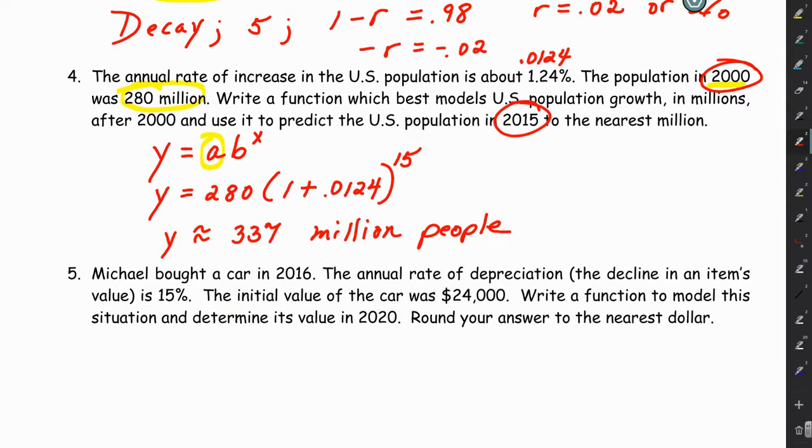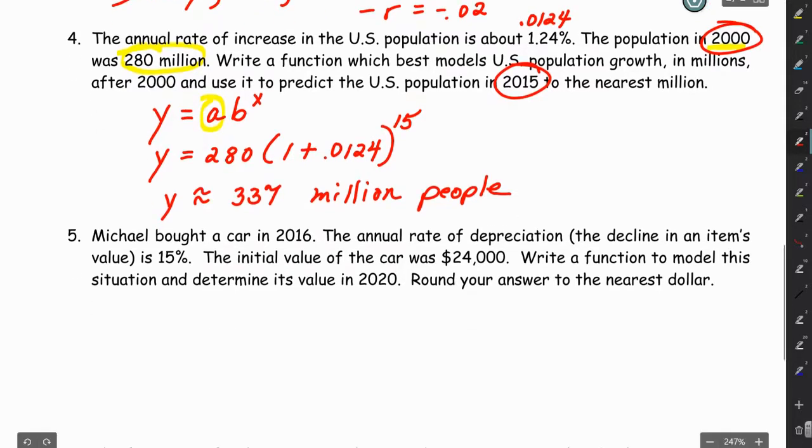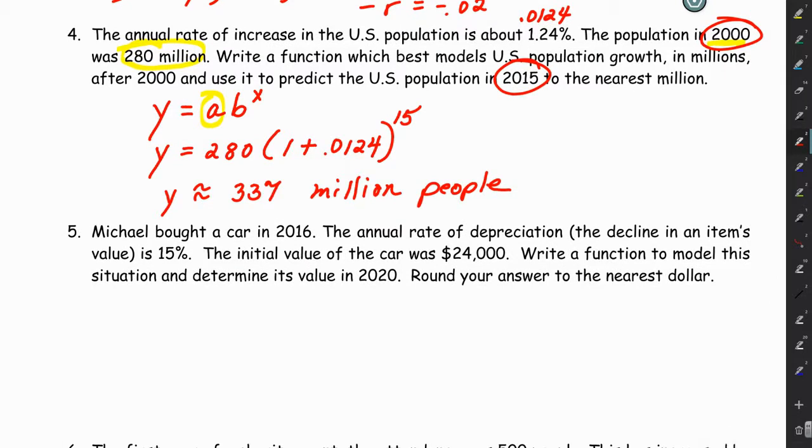Number 5, Michael bought a car in 2016. The annual rate of depreciation, the decline in an item's value, is 15%. The initial value of the car was $24,000. Write a function to model the situation and determine its value in 2020. So we have depreciation this time. Our rate is 0.15 if we convert that to a decimal.